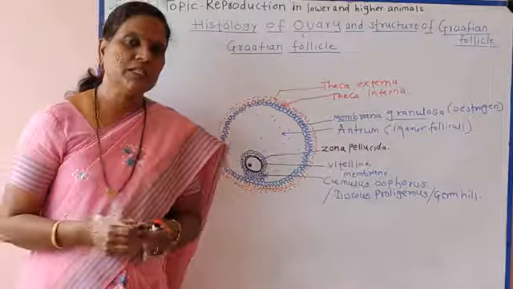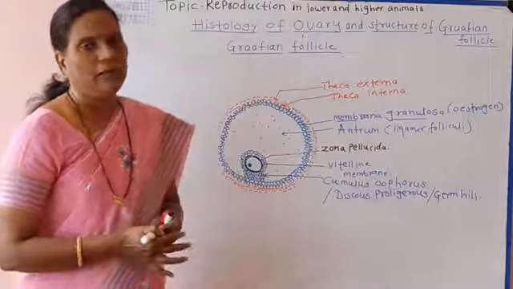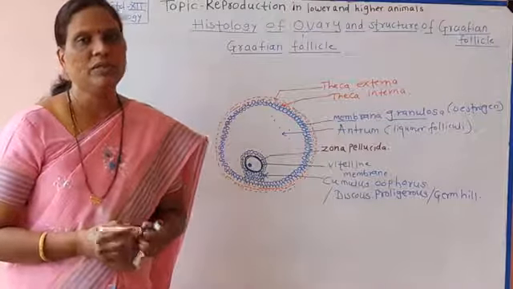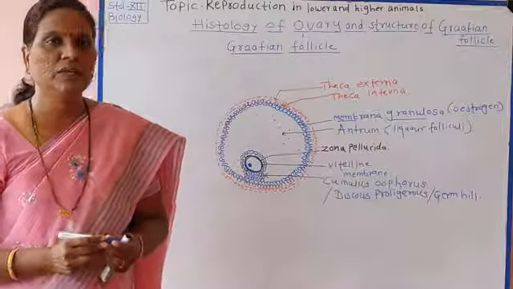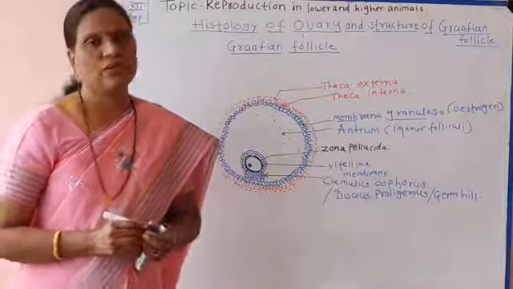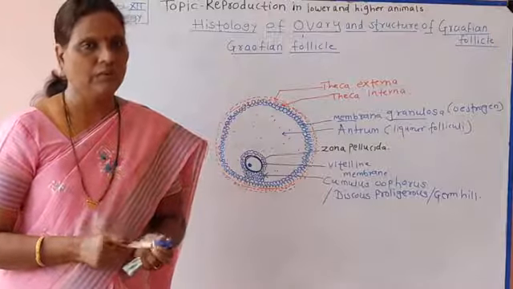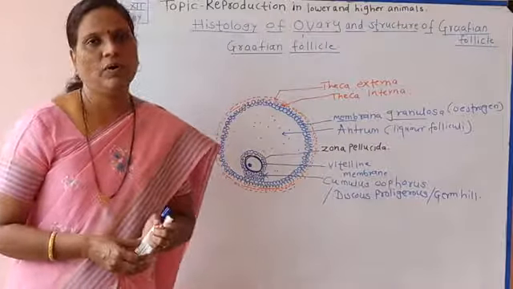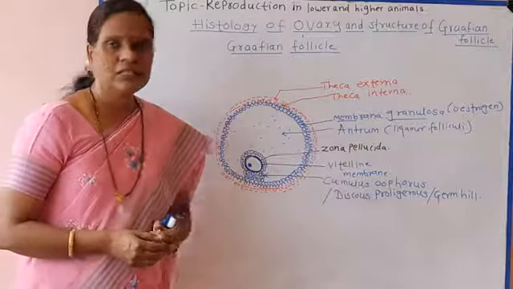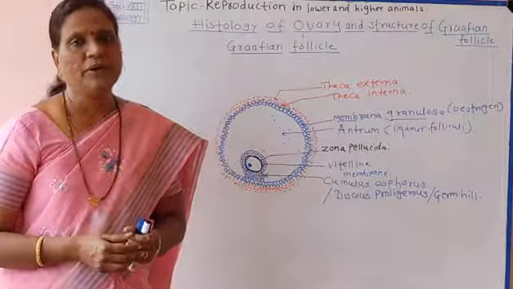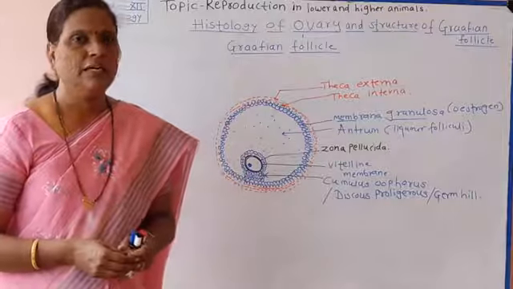A question is always asked on this part, and it is a long question: with the help of a neat labelled diagram, describe the histology of the ovary and structure of the Graafian follicle. The question may be asked for 4 marks in the board exam, and all this part is also very important for the CET and NEET exams.